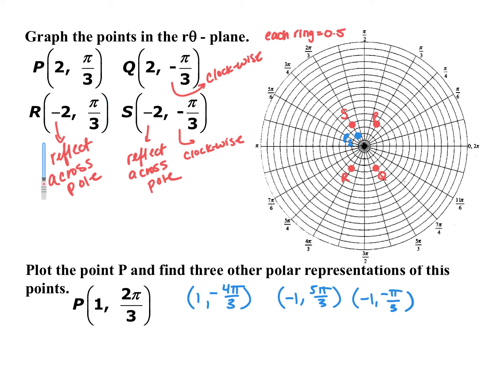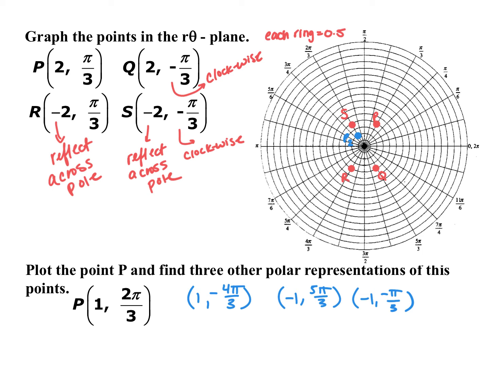Next, I thought of one that had a negative radius and a positive angle. If I want a negative radius, that means I'm going to reflect across the pole to end up here, which means I want to have my angle be down here. So what angle gets me down here? Well, the angle would be 5π/3, and then a negative radius would reflect me across the pole, and it'd get me to where I want to be.